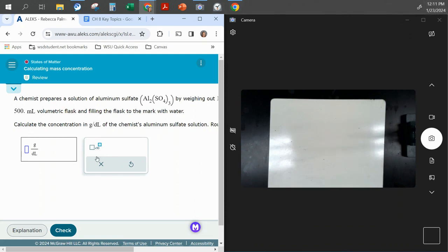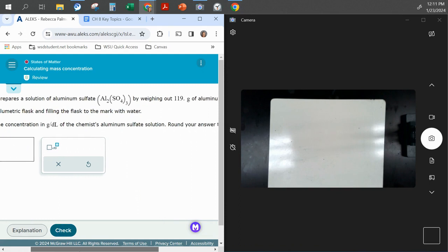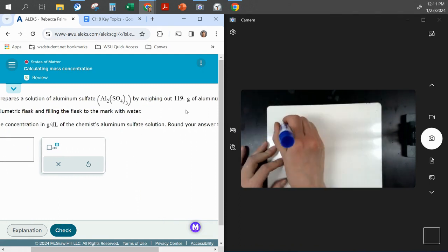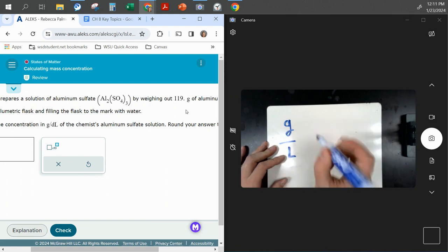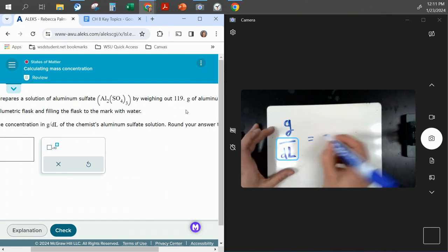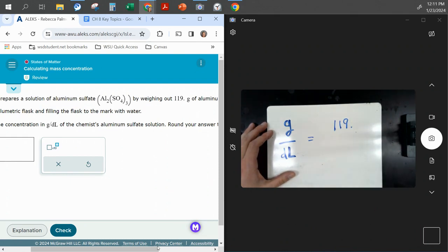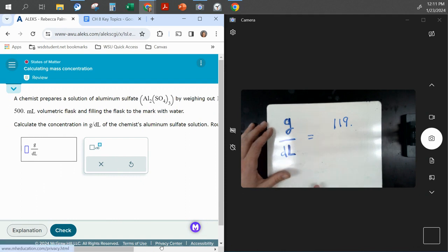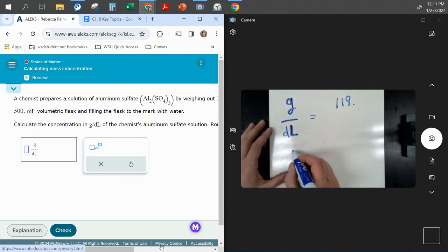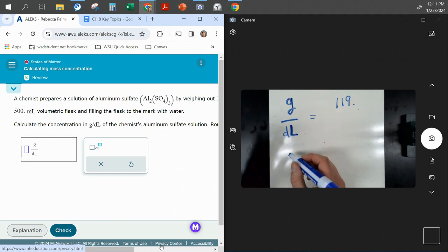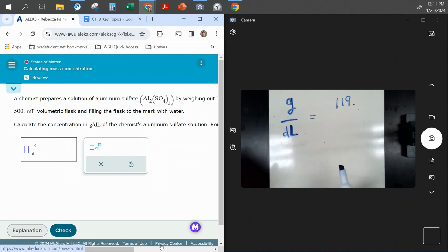Okay, so this one wants grams per deciliter. Okay, well, we have grams. Great. So let's just write that down. We're looking for grams per deciliter. We have grams, and we don't have deciliters, we have milliliters. So I'm going to convert. The thing that makes the most sense to me is going from milliliters to liters, and then liters to deciliters. So that makes the most sense in my head. If you have a different way to do that, feel free to do that, okay?